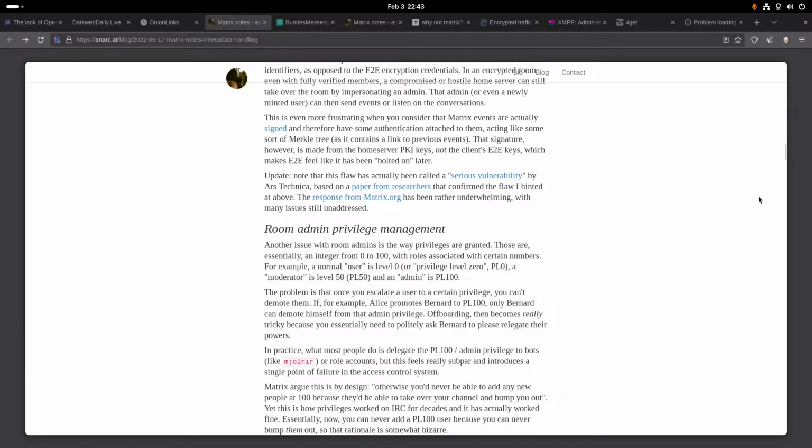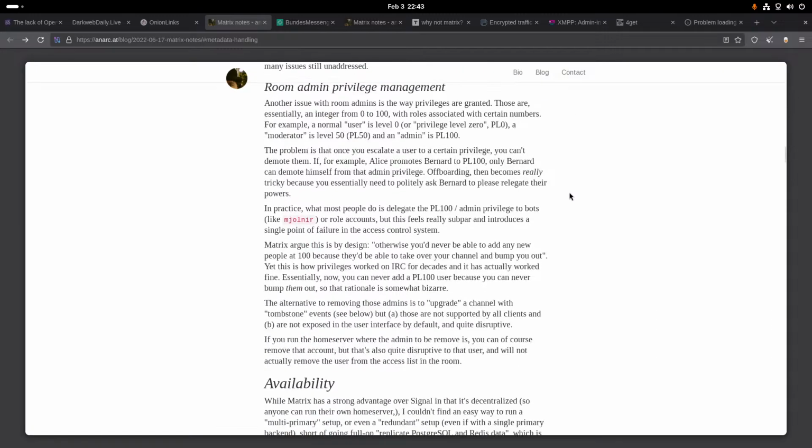Update. Note that the flaw has actually been called a serious vulnerability by Ars Technica, based on the paper from researchers, which confirmed the flaw I hinted at above. The response to these measures has been rather underwhelming, with many issues still unaddressed.